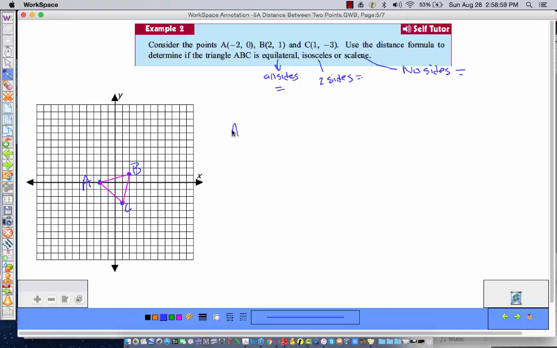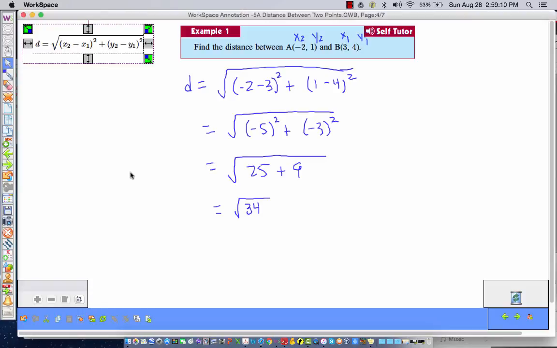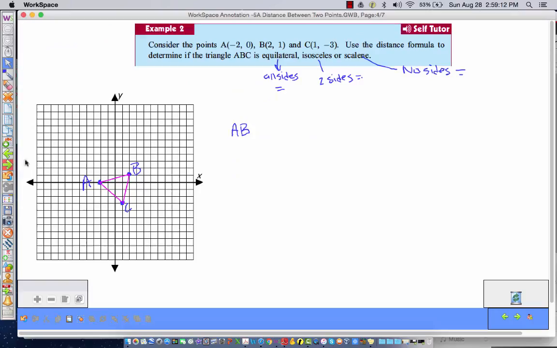So the distance from A to B, and just the AB together means the distance between point A and point B. And let me go back and get our distance formula. I'm going to copy that and put it right back over here so we have it.